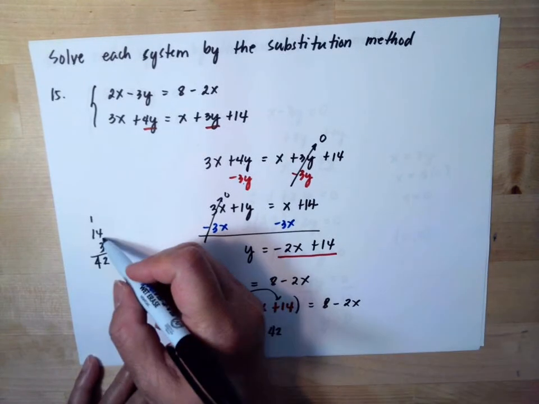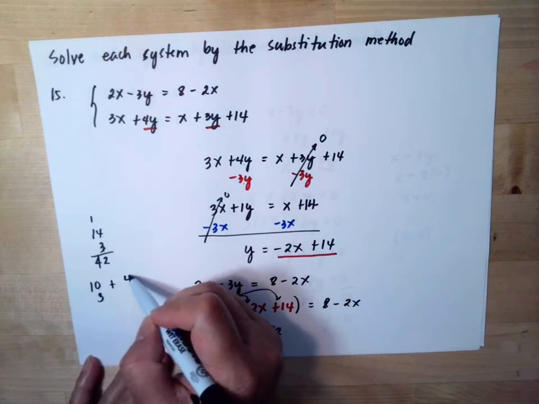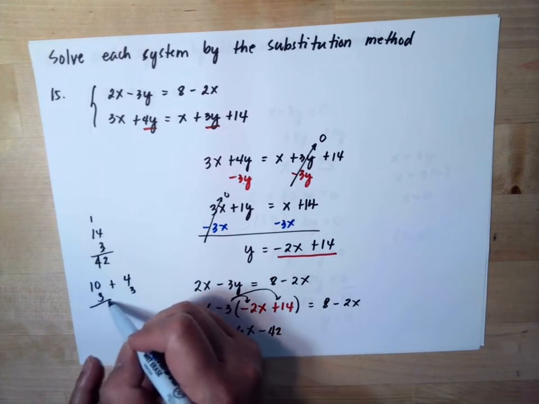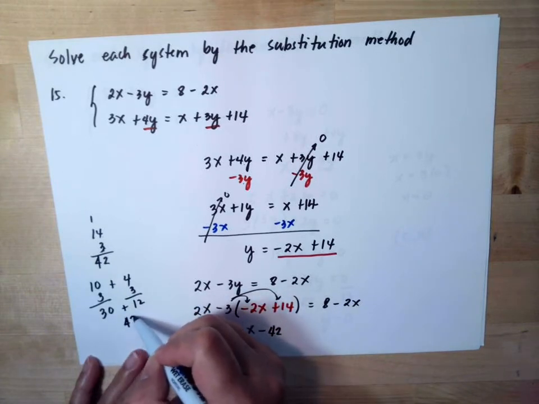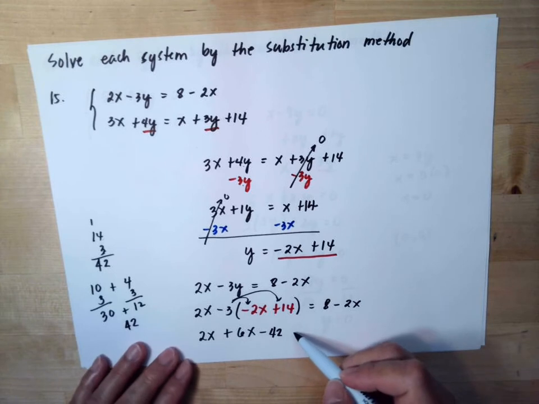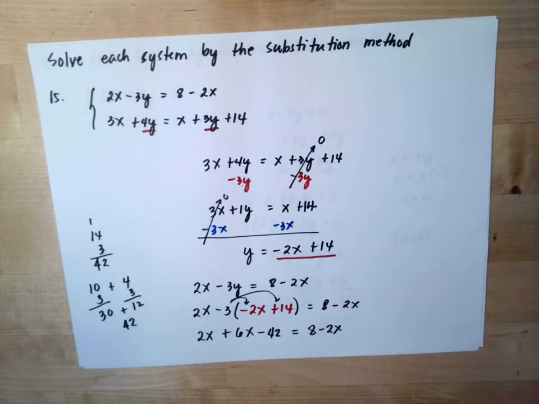For this one you can say 10 multiplied by 3 plus 4 multiplied by 3, then you add it. So this will be 30, this is 12, together will be 42. So then we have 8 minus 2x. So now we just need to move the 42 to the other side of the equation, and we're able to work on the variable for x.